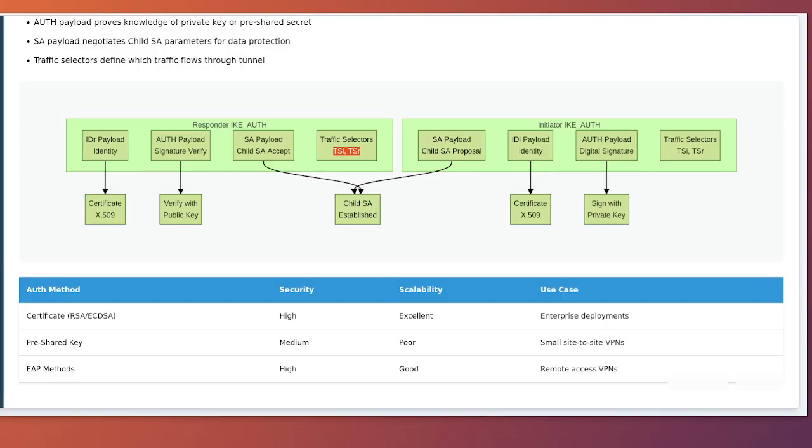Pre-shared key authentication is simpler but requires that both peers already share a secret. The AUTH payload contains a keyed hash created using the pre-shared key and data from previous messages. While easier to configure, pre-shared keys do not scale well because you need a different key for each peer pair, and they do not provide identity protection as robust as certificates do.